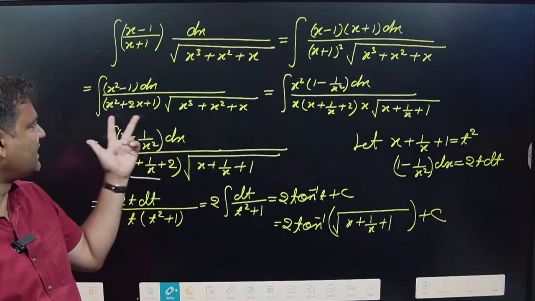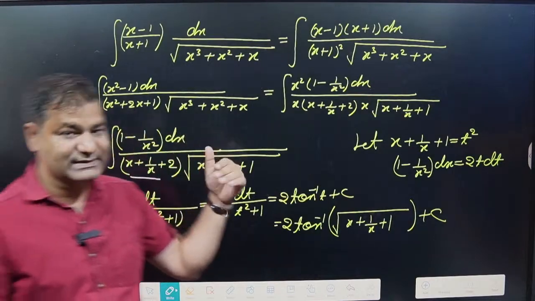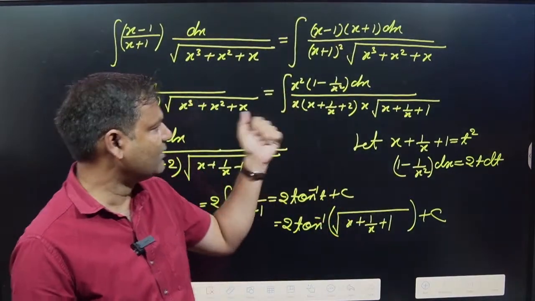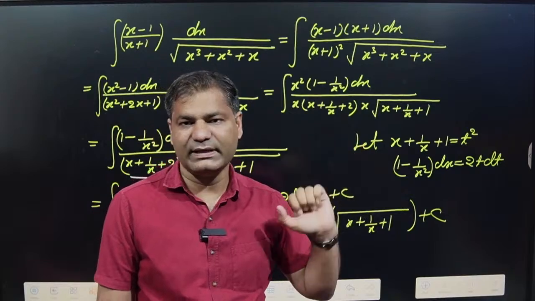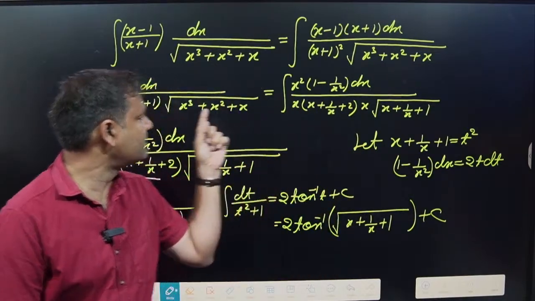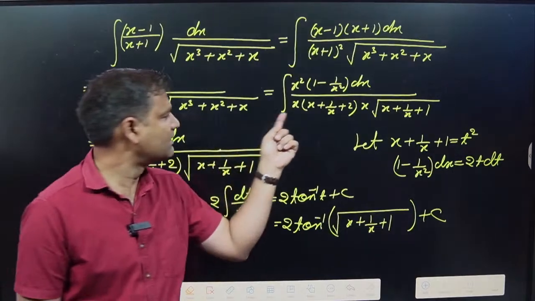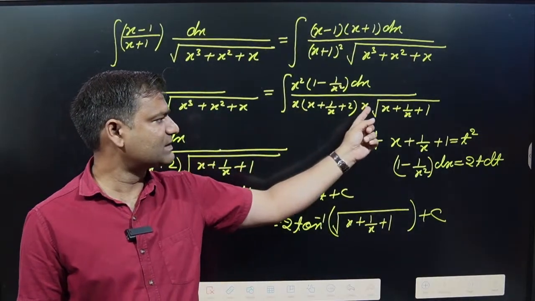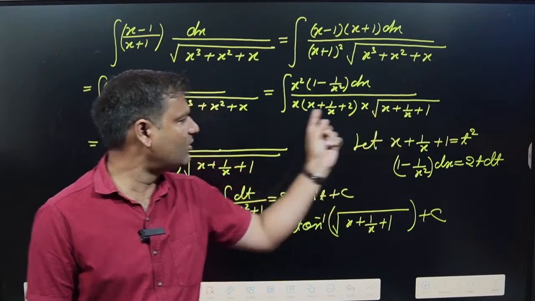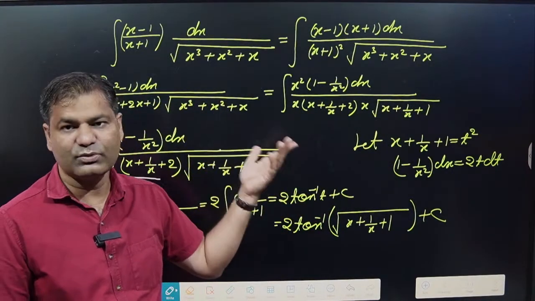After that, expanding this, it is written like that. Next, x square is common in the numerator and denominator. Here x square is common, then (1 minus 1 upon x square) dx, and in this part x is common, then x plus 2 plus 1 upon x, and here if x is common then we divide by x square, then we get x plus 1 upon x plus 1.